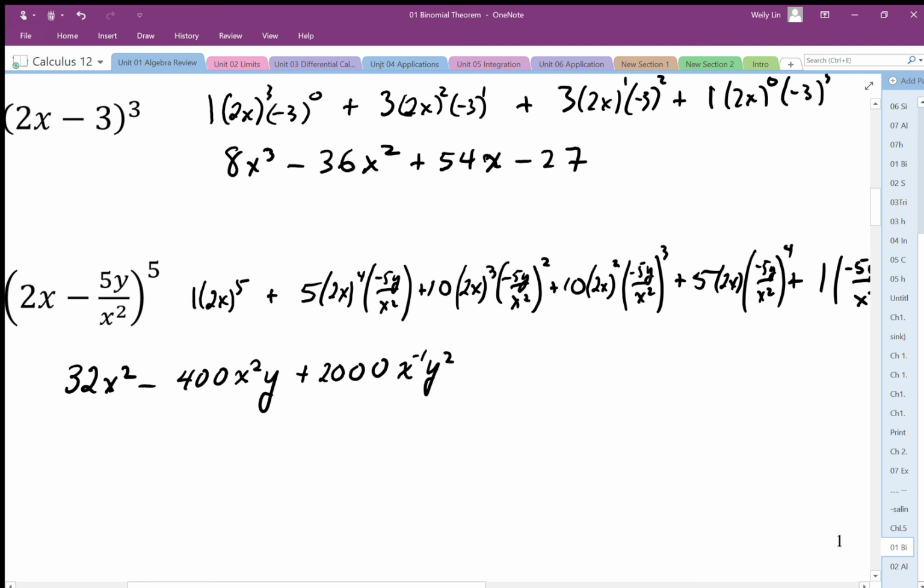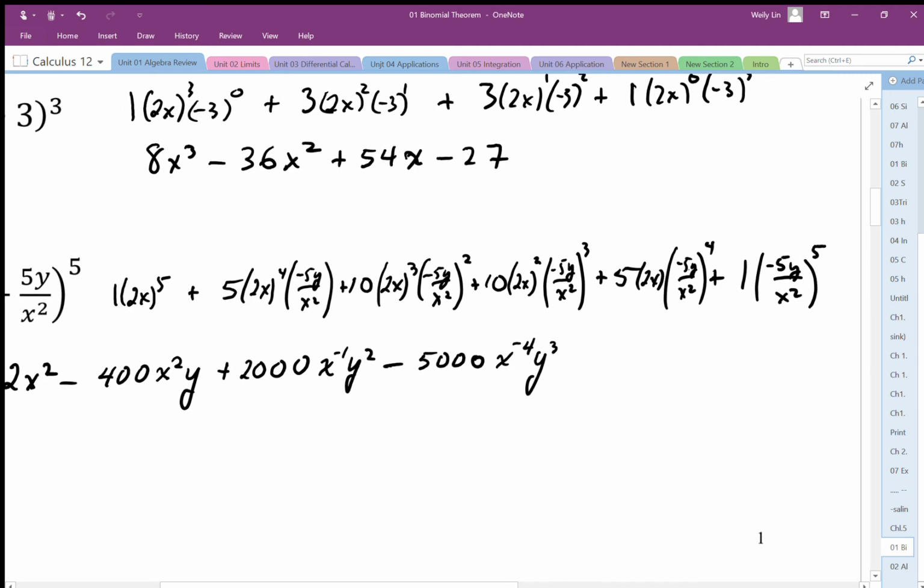Okay, moving on to the next one, that's going to be 5 cubed. So negative 125 times 4. Okay, negative 125 times 4 is 500, times 10 is 5,000. Okay, so there's my coefficient. x squared divided by x to the power 6, I'm going to end up with x to the negative 4. Okay, and then y cubed.